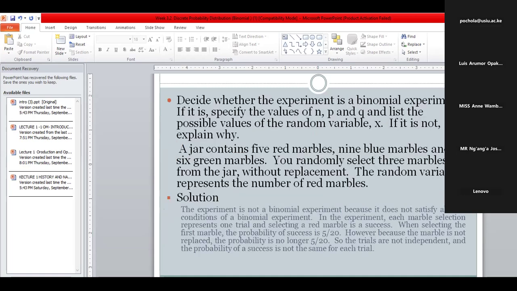So let's take this case here. I want you to take a pen and paper. A jar contains 5 red balls, 9 blue balls, and 6 green balls. You randomly select 3 marbles. So you see, the experiment is performed on 3 marbles. You select them one at a time, but without replacement.